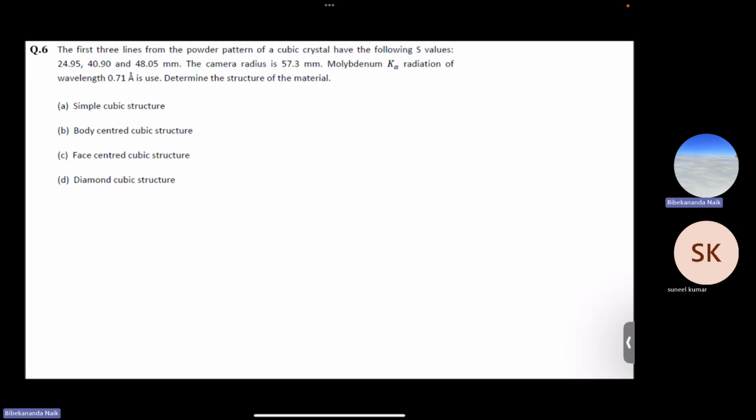So you just try to think about this question. You must have covered the lecture that discusses the powder crystal method. So try to think about how we can approach this question, and then we will discuss.